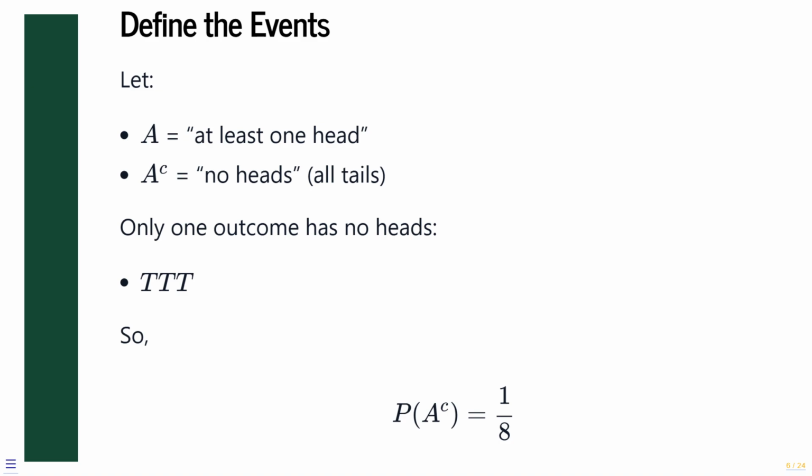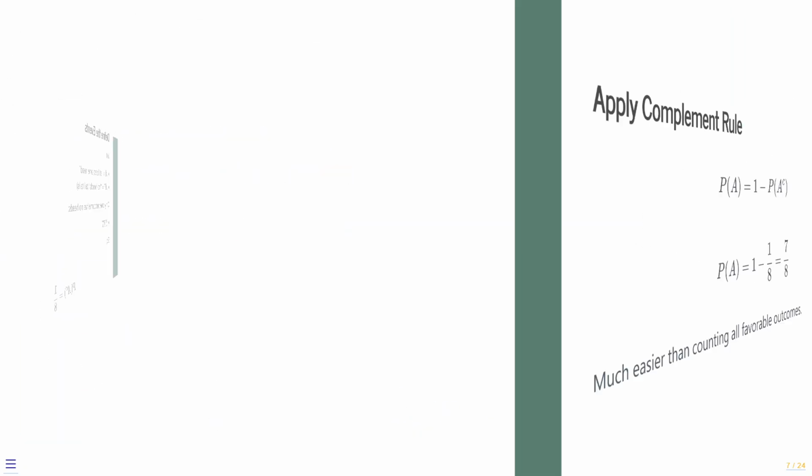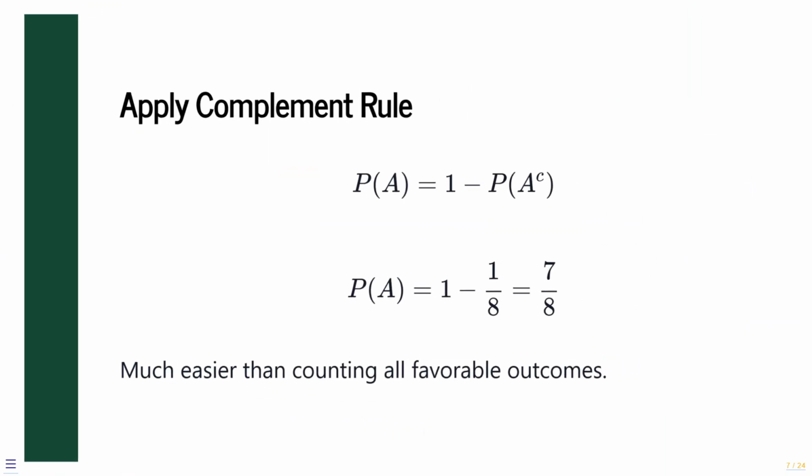Define A as the event "at least 1 head." Then the complement is the event "no heads," which means all tails. There is only 1 outcome with no heads. Therefore, the probability of the complement is 1 divided by 8. Now we apply the complement rule. So the probability of A is equal to 1 minus 1/8, which is equal to 7/8. That was much faster and cleaner than counting 7 favorable outcomes individually.